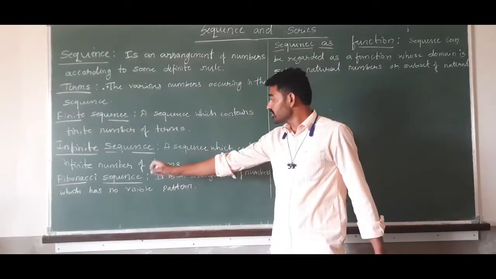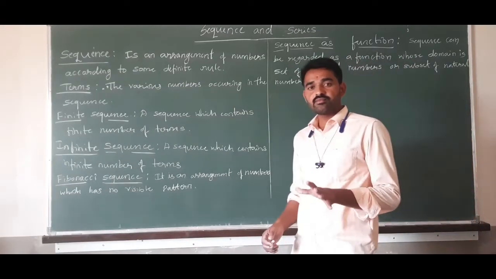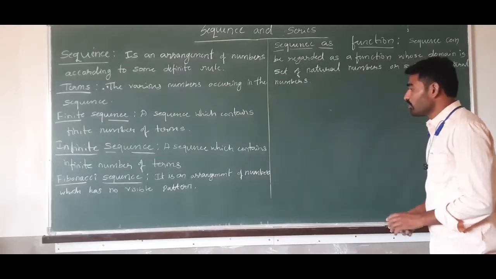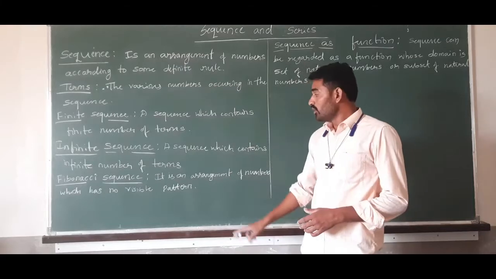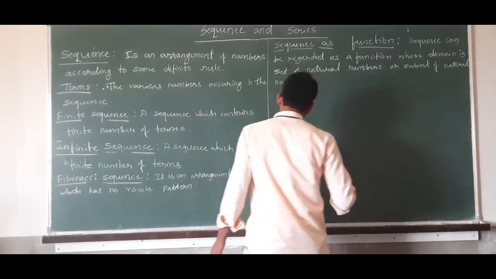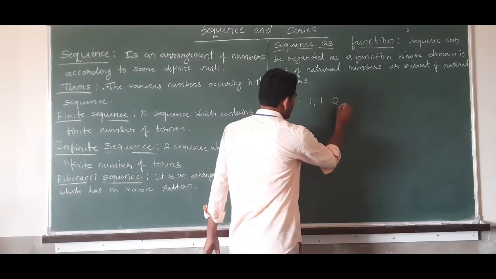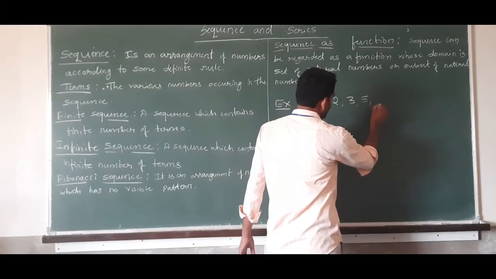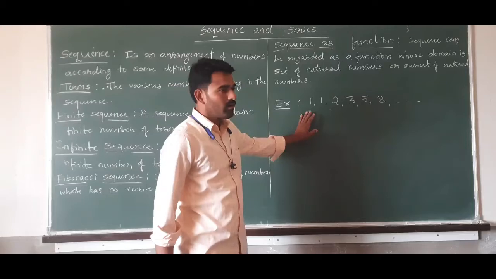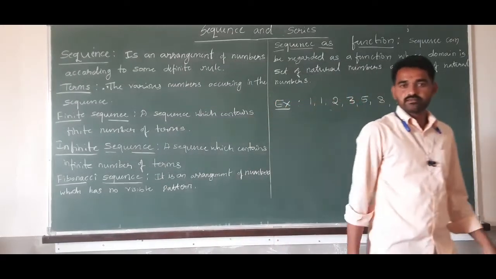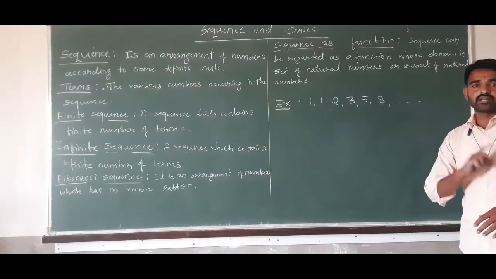The next one is the Fibonacci sequence. What is the Fibonacci sequence? It is an arrangement of numbers which has no visible pattern. For example, a Fibonacci sequence is 1, 1, 2, 3, 5, 8 and so on. This is an example of a Fibonacci sequence.